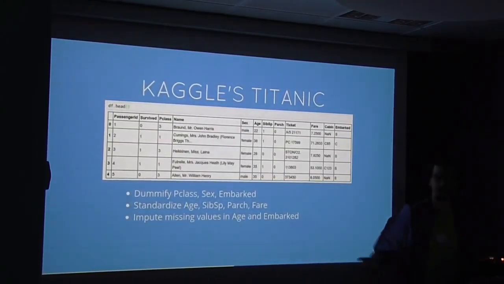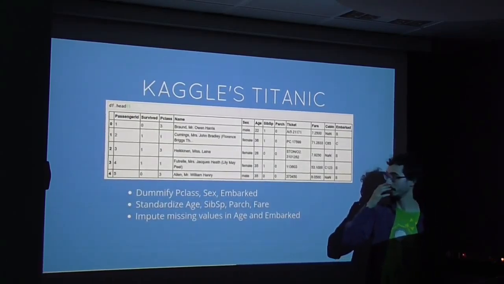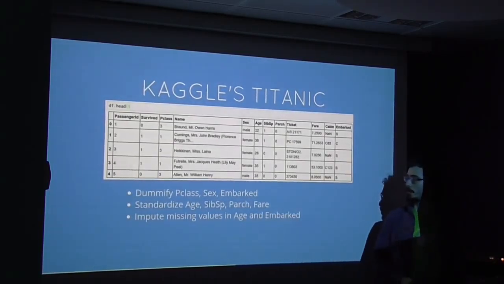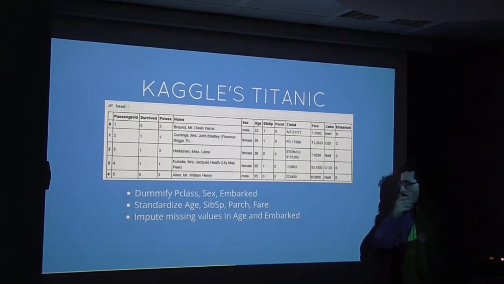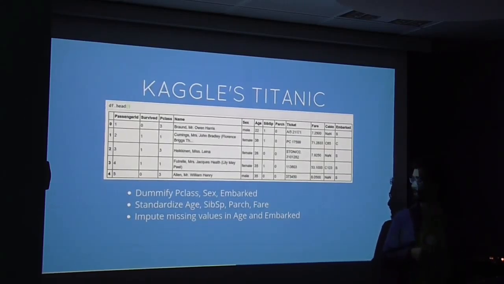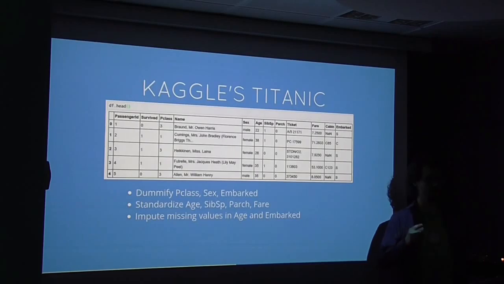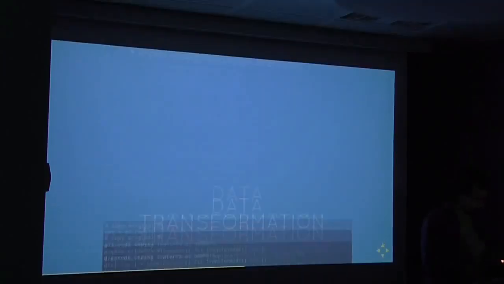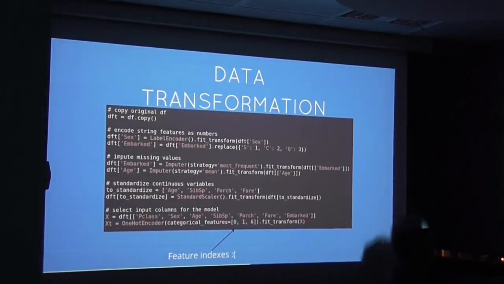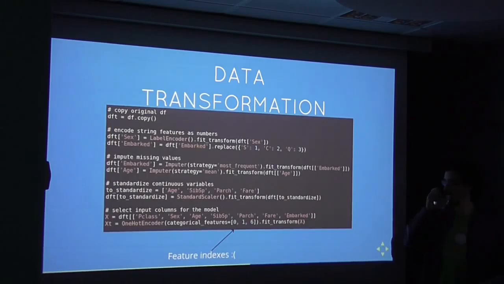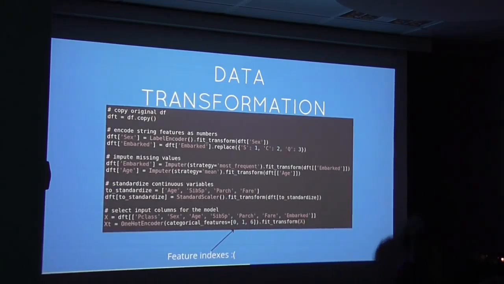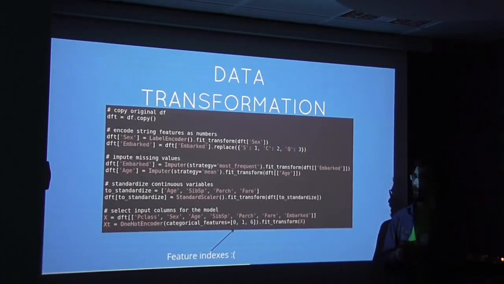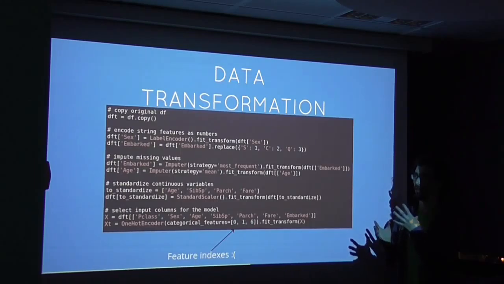What we want to do here, normally, is make the categorical variables dummy, these three, and standardize these other four, and impute the missing values for age and embarked, because as you've seen before, these two variables have missing values. We want to do all this. And this is more or less what I came up with to do it.